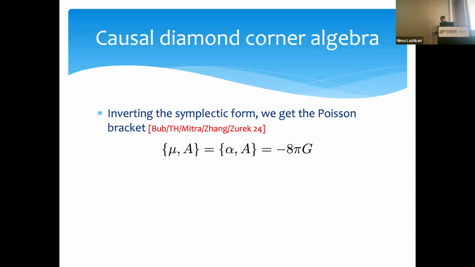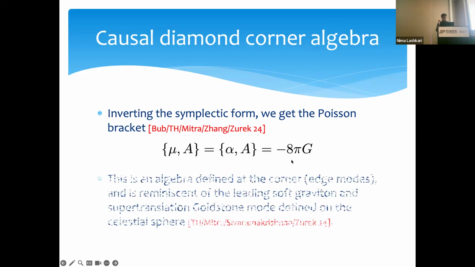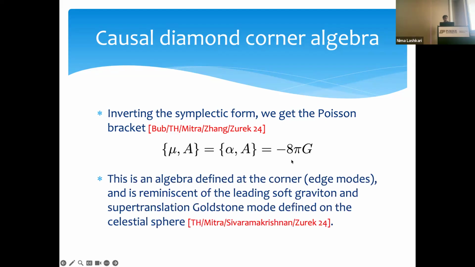Okay, so why do we want to write down the symplectic form? The reason we do is because it allows us to derive the Poisson brackets. And the Poisson brackets tell us what the commutators of A and mu, or A and alpha, are once we canonically quantize. And here we see that their bracket is just minus A pi G Newton. And importantly, this is an algebra that is defined only at the corner.